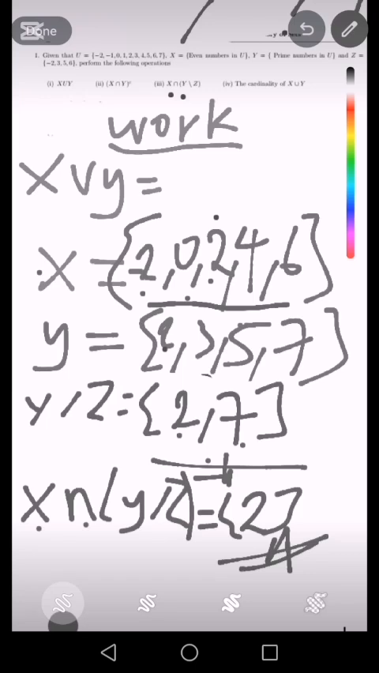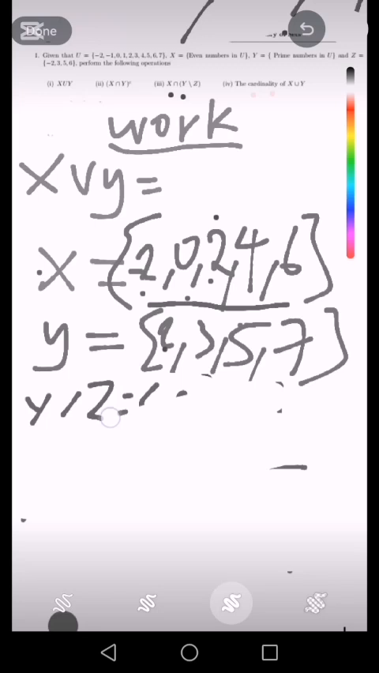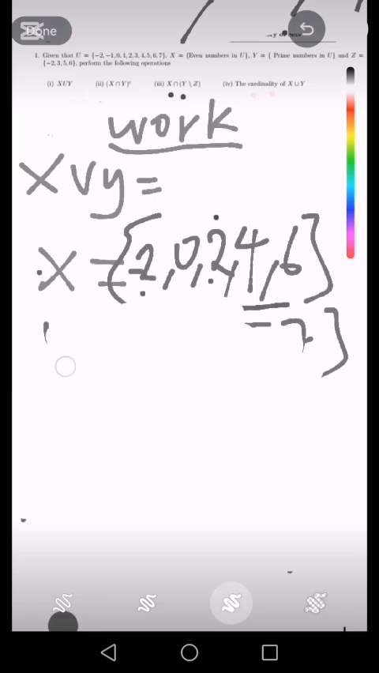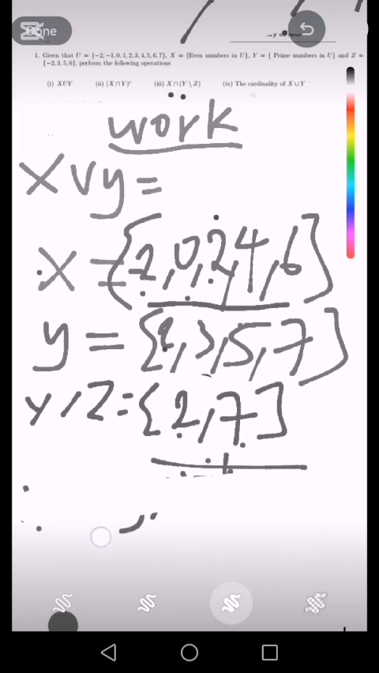Now let's go to the last question, cardinality. As stated in the document which I already sent, cardinality is the number of elements. We just count the number of elements in the set. That is the cardinality.